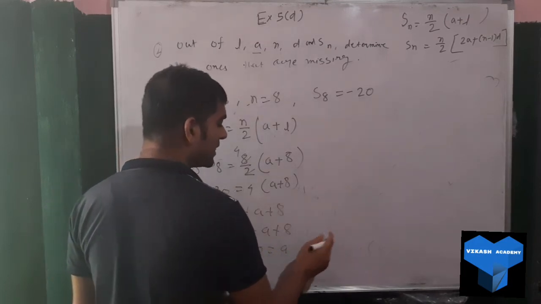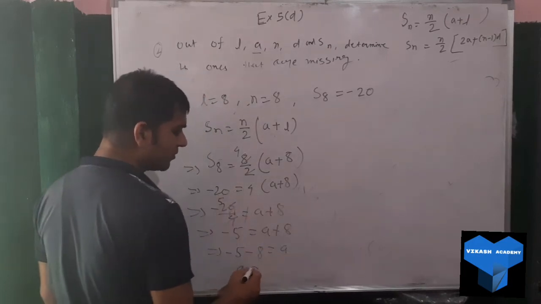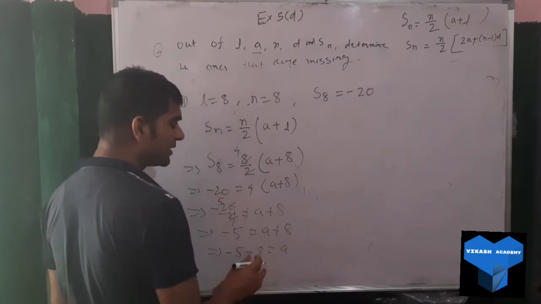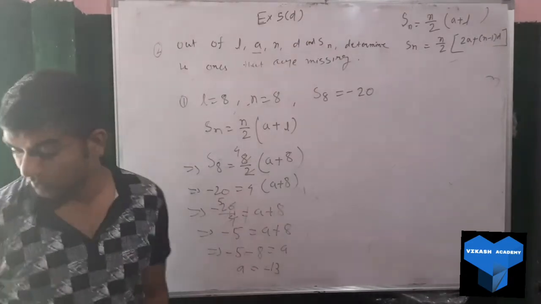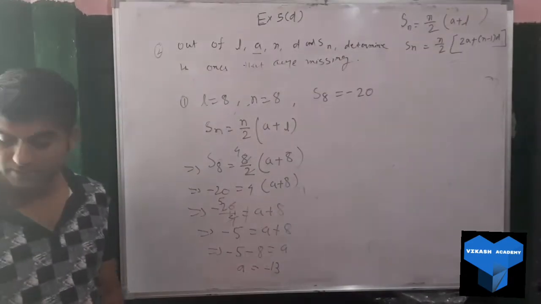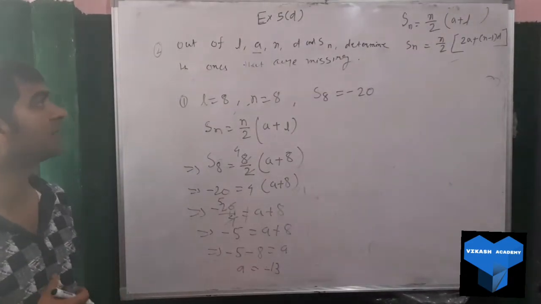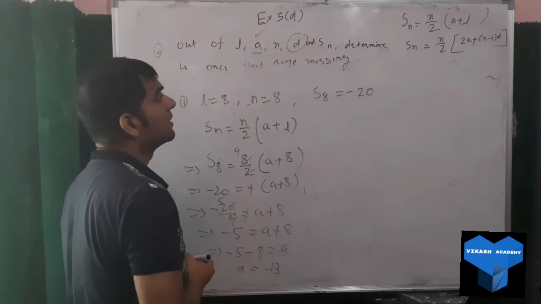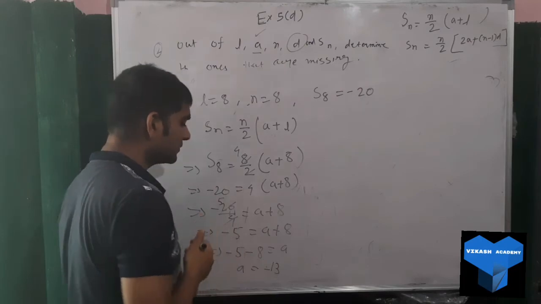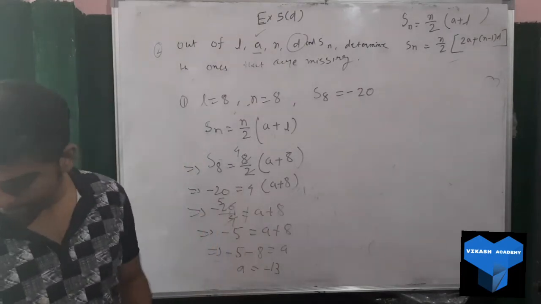Or finally we are getting what? A is equal to minus 5 plus minus 8. 8 plus 5, 13, right? So minus 13. We have got here A is equal to minus 13. Next thing is what? We have found A. We need to find D. Okay, D we need to find. So let us try to find the D.